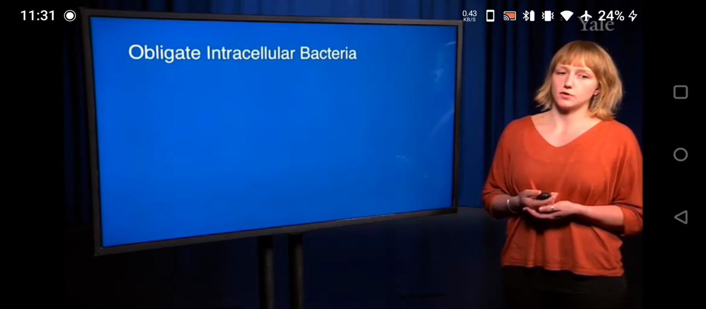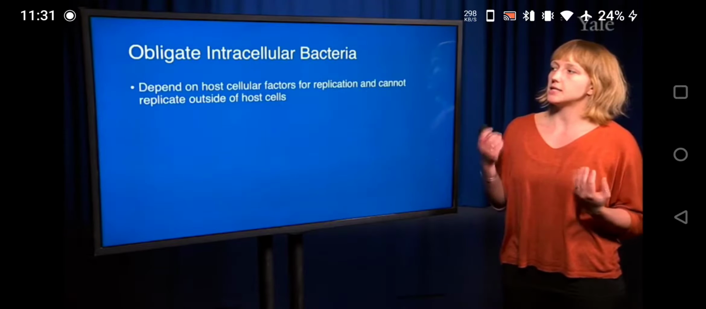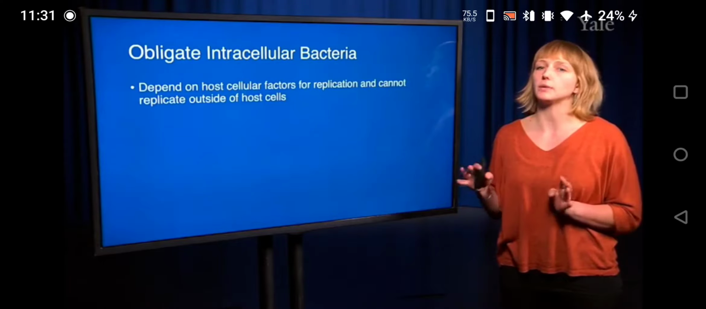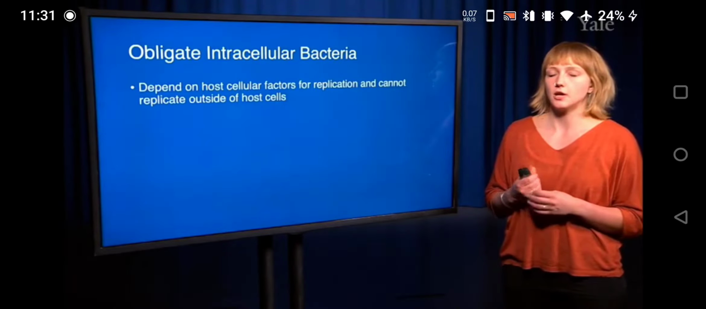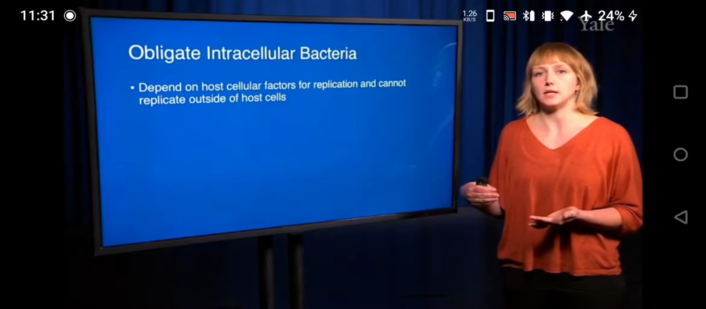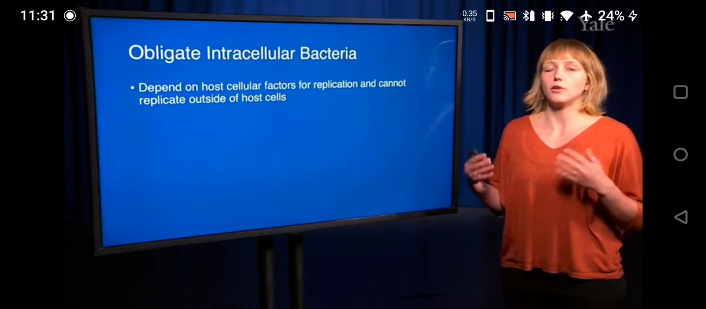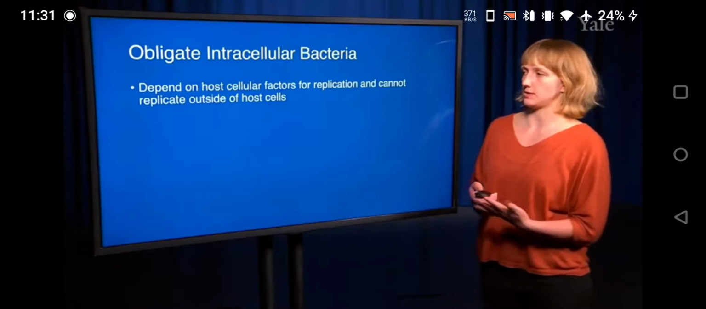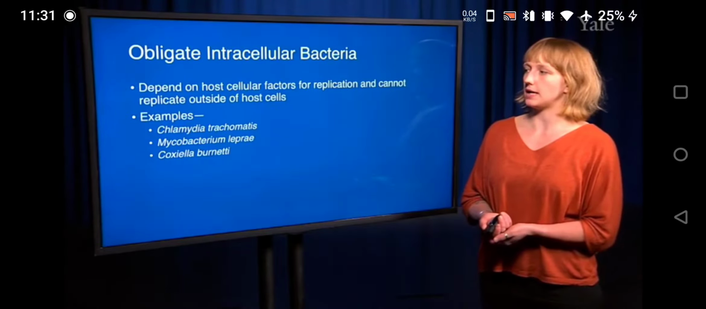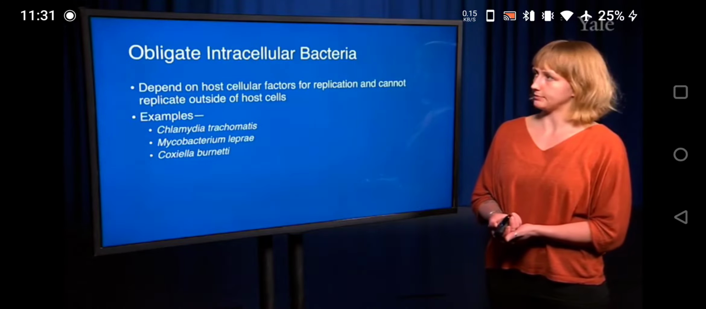Now, obligate intracellular bacteria are really parallel to viruses in that they depend on host cellular factors for replication, and they cannot replicate outside of host cells. So this is why they're very, very similar to viruses, and as you will see, viruses and obligate intracellular bacteria launch very similar immune responses towards both of them. And some examples include Chlamydia trachomatis, Mycobacterium leprae, and Coxiella burnetii.